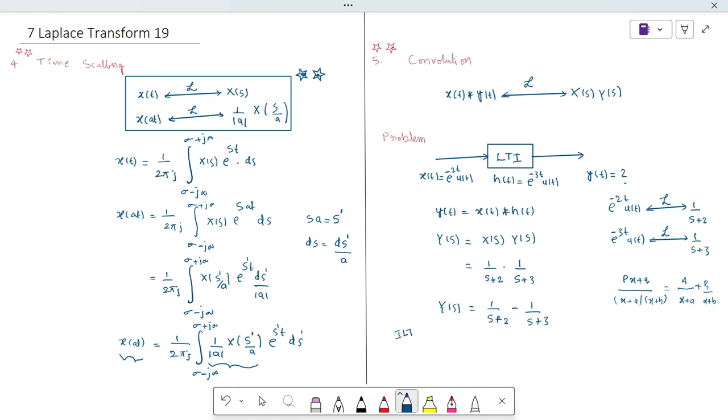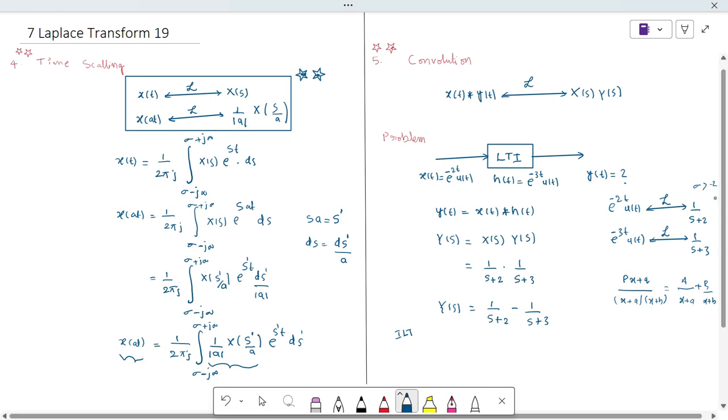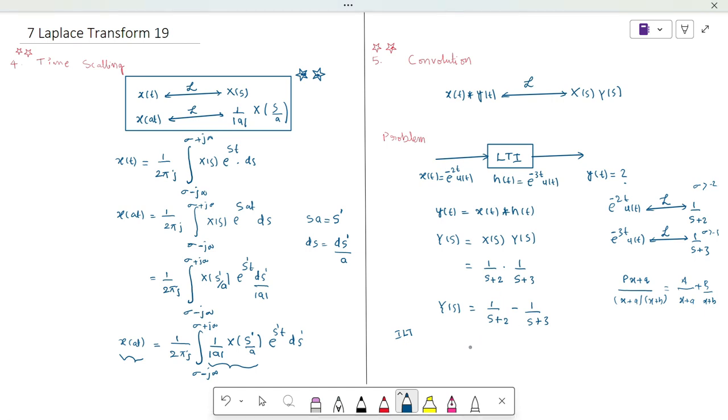Inverse Laplace transform. Already we got the region of convergence: sigma greater than minus 2, and in this case sigma greater than minus 3. Here also the same. Then y of t equals, 1 by s plus 2 inverse gives e power minus 2t into u of t, and this is minus, and 1 by s plus 3 inverse Laplace transform equals e power minus 3t into u of t. But in the graphical method, it's very difficult.